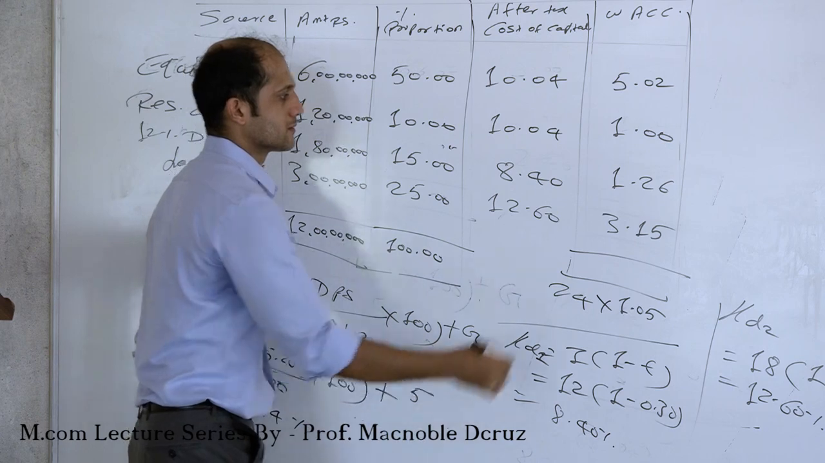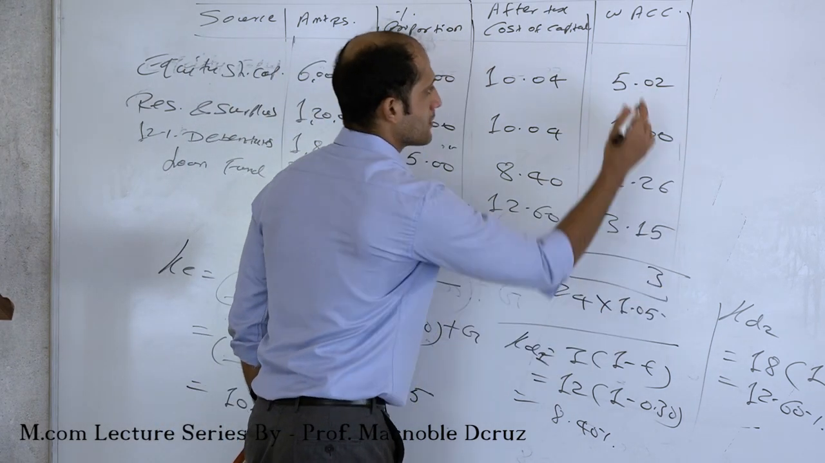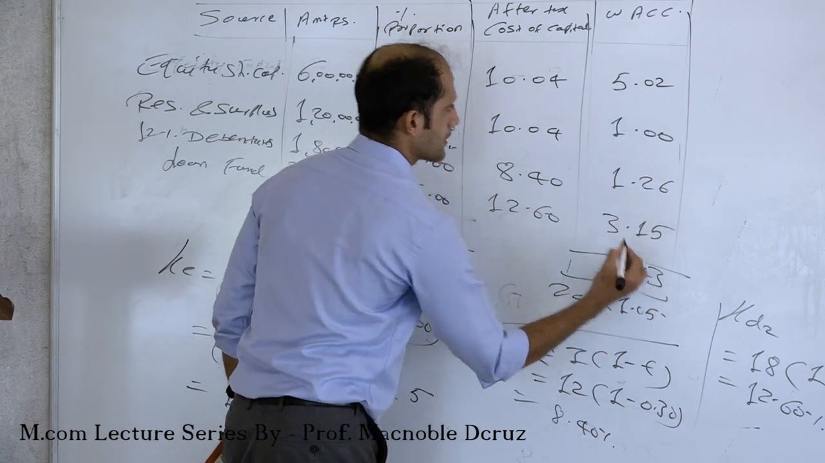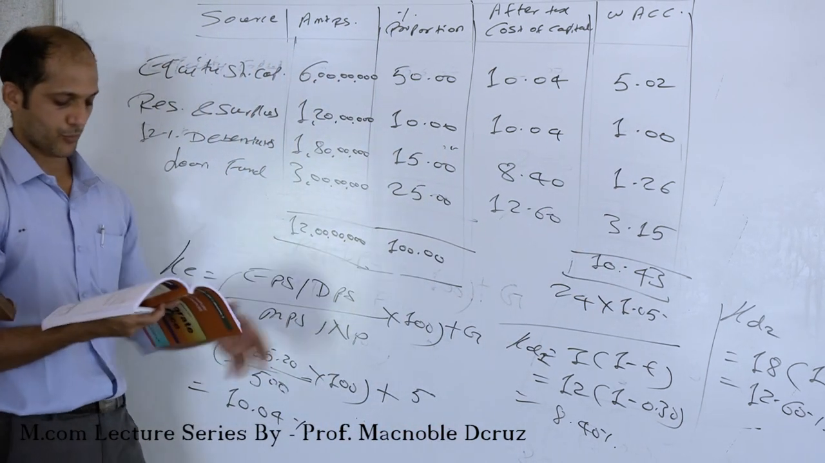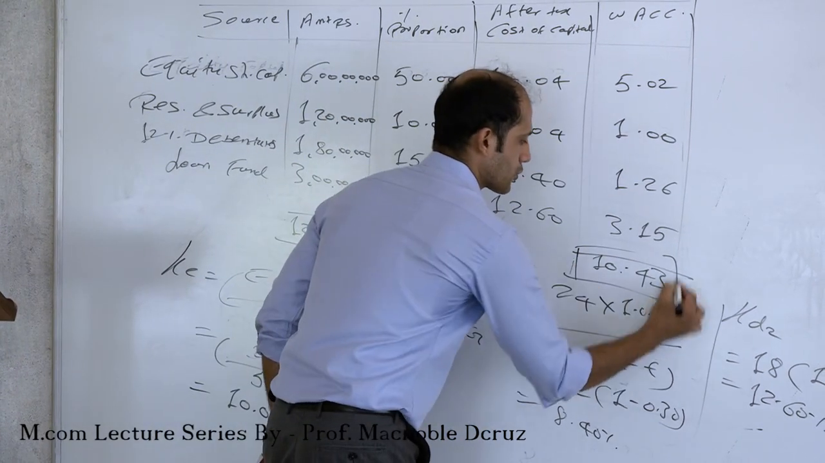Make the total: 8, 3, 1, 3, 4, 6, 7, 10.43. So 10.43 is our new weighted average cost of capital.